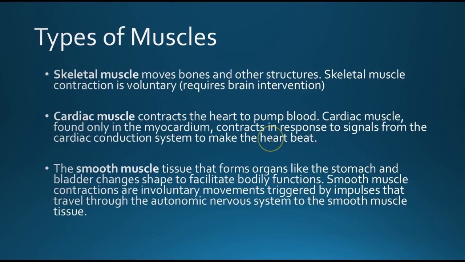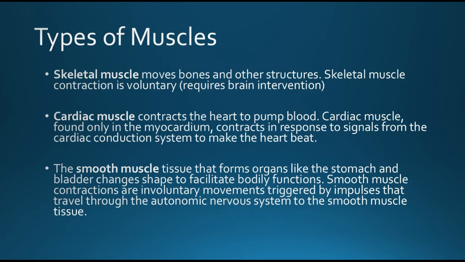So we've spoken before about the fact that the heart does not require the brain to beat. It has its own pacemaker. Actually, it's got 2 of them. It's got a backup as well. And then we've got smooth muscle tissue that forms organs like the stomach and the bladder. So you don't have to consciously consider digestion. It happens for you. The smooth muscle allows for that to happen without conscious thought. So smooth muscle contractions are involuntary movements triggered by impulses that travel through the autonomic nervous system to the smooth muscle tissue.